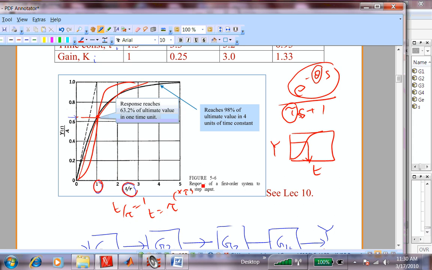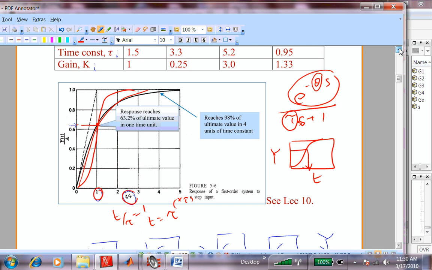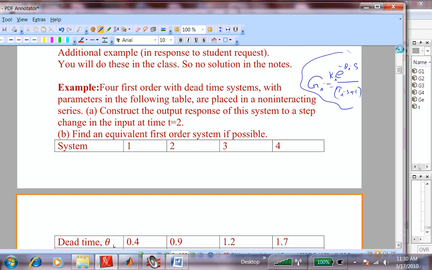There's no offset? What do you mean by offset? Oh, yeah. This is not a control problem. This is just an open loop response. So the problem is stated as: there are four processes in series. There is no feedback, there is no proportional controller.